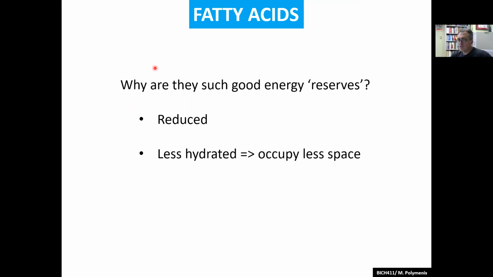So one of the reasons is that they're reduced. And the second reason why they are such good reserves is that, because they're reduced, they have more electrons, and also they're less hydrated. And what that means is that they can pack in tighter spaces, so they occupy less space when you store them.